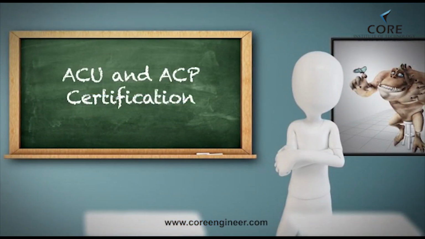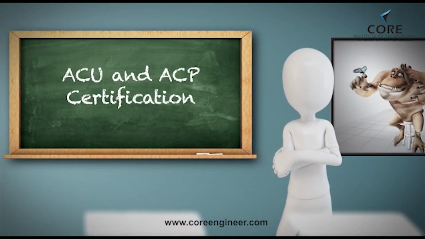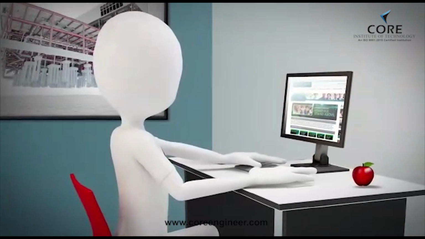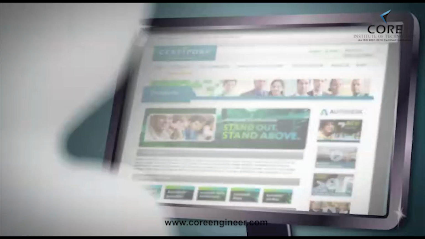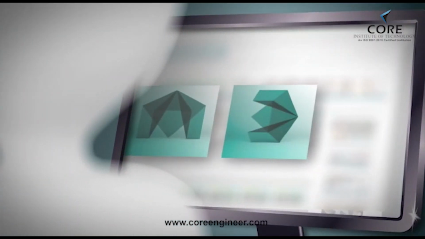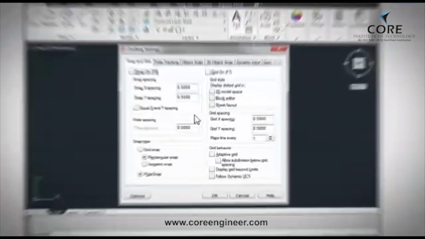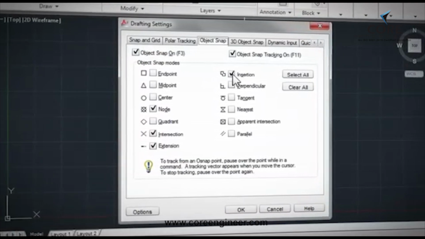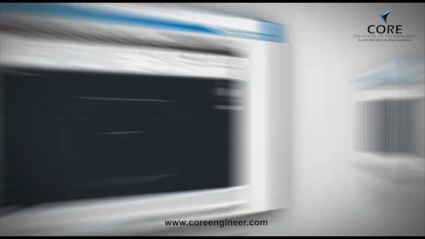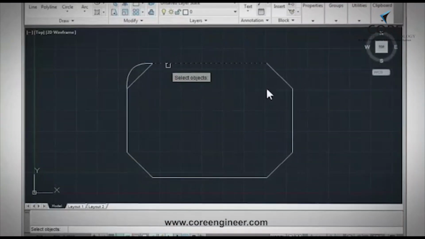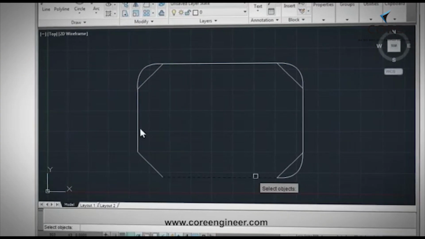But wait a minute, anything that good has a catch, right? Wrong. Let's have a closer look. To get an ACU or ACP certification, your students need to pass a Certiport Authorized exam in one or more of the exam areas. Exams are timed and include both knowledge-based questions like multiple choice and matching questions and performance-based simulation questions. These are real-world tasks that the test taker must complete in the simulated Autodesk application.